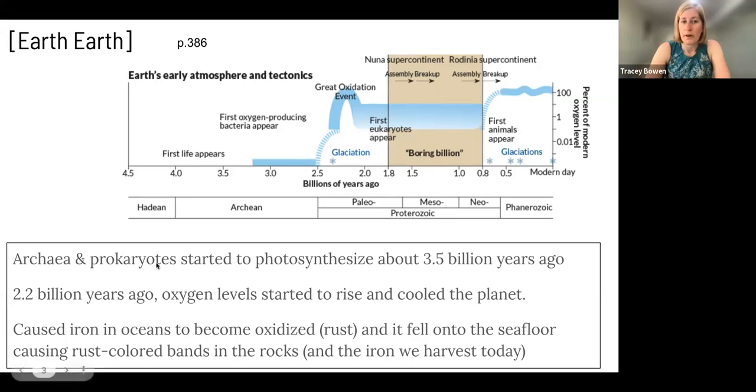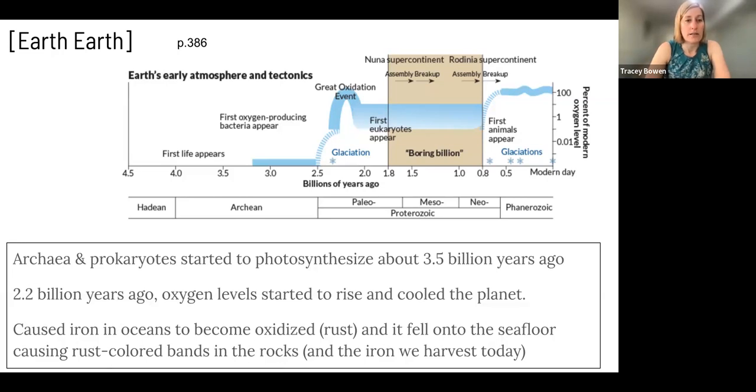With these prokaryotes initially 3.5 billion years ago, they started to photosynthesize just using pigmentations, but eventually through a process that HL students will learn more about called endosymbiosis, prokaryotes were absorbed by other prokaryotes, and slowly over time, those prokaryotes turned into chloroplasts and mitochondria.